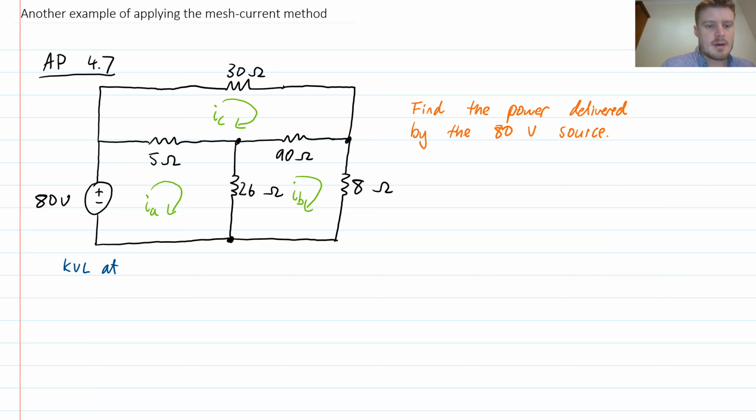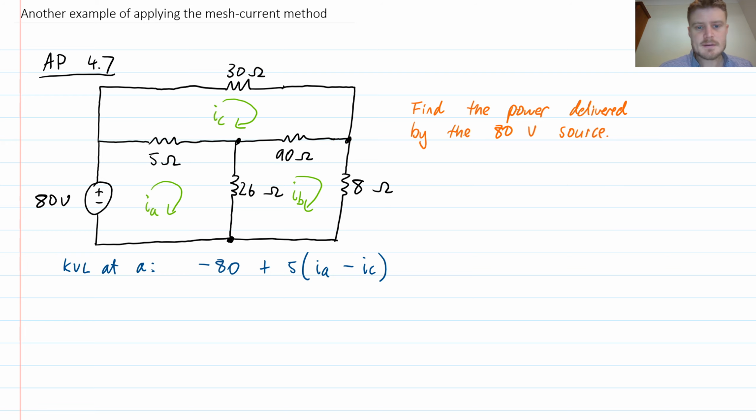KVL at the mesh labeled as A will give me the following equation. Starting at the bottom, I will have minus 80 volts. The voltage across the 5 ohm resistor will be the current contribution due to IA minus the contribution due to IC. I can see that those currents will be in opposite direction if you visualize it from the perspective of this resistor. They're flowing in the opposite direction, and therefore I use the minus sign there.